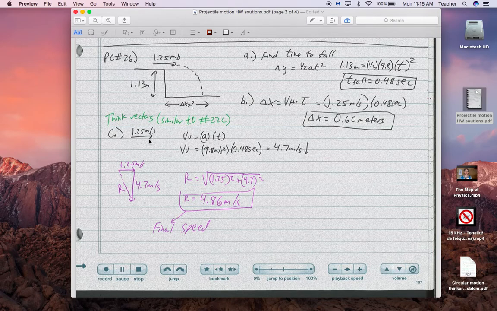Now I want to get the final speed. Horizontal speed is constant with projectiles. The vertical speed is speeding up. So I use that acceleration times time formula, and I get that vertical speed down. And so it's basically the resultant of those, 4.86 meters per second.